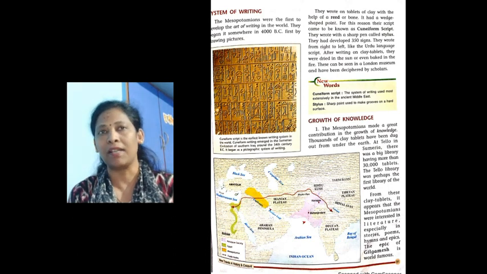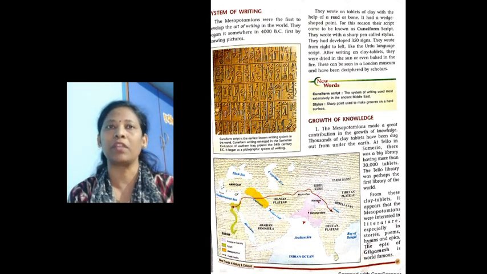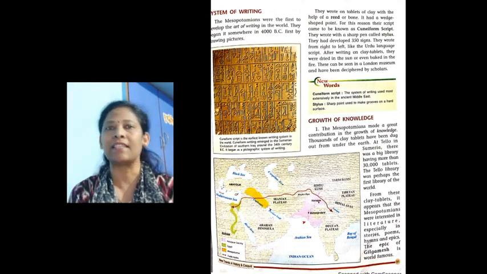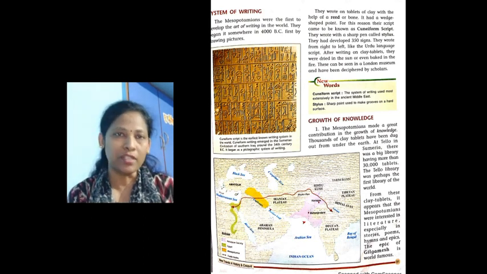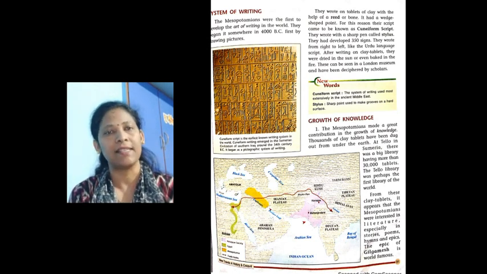They wrote on tablets of clay with the help of a reed or a bone, and it had a wedge-like point. So for this reason, their script came to be known as cuneiform script. What is cuneiform script? The system of writing used most extensively in the ancient Middle East. So they wrote with a sharp pen called stylus. Stylus is nothing but a sharp point used to make grooves on the surface.